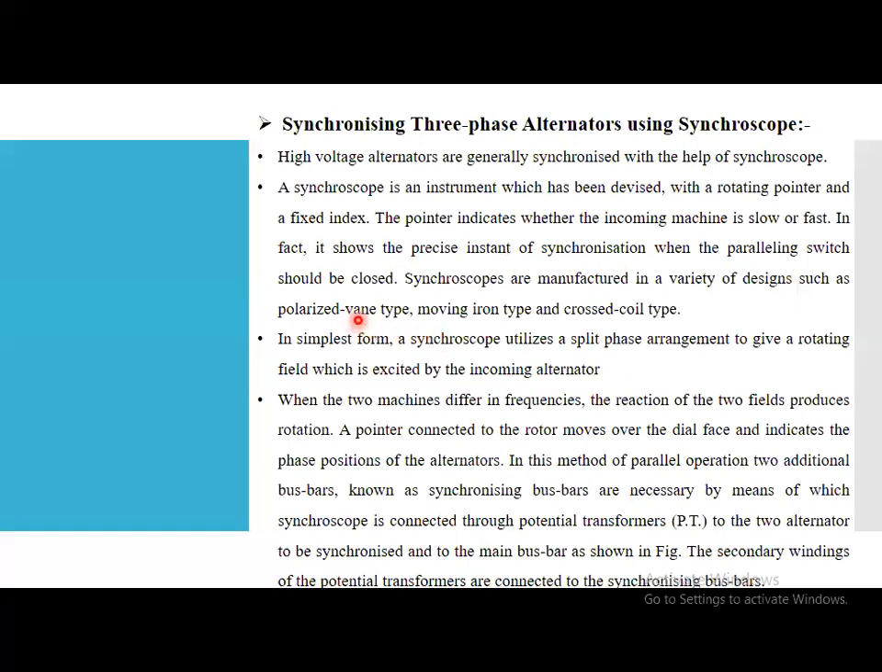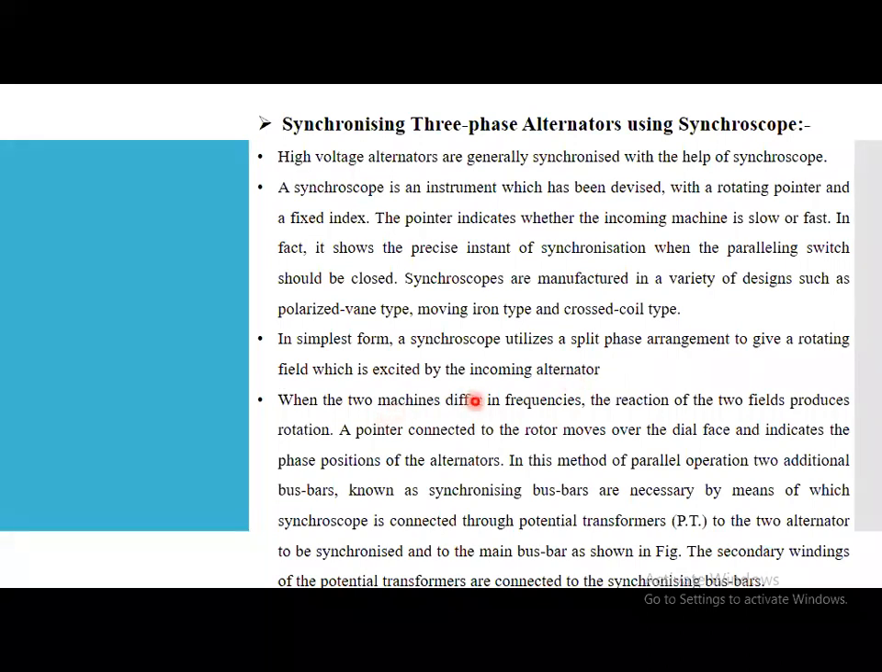It has a polarized vane type instrument, a moving iron type instrument, and a cross coil type instrument also. So we have different instruments and different types of working principle we can use. In the simplest form, a synchronoscope utilizes a split phase arrangement to give a rotating field which is excited by the incoming alternator. The same principle as an induction motor, you can say. So it creates the rotating magnetic field.